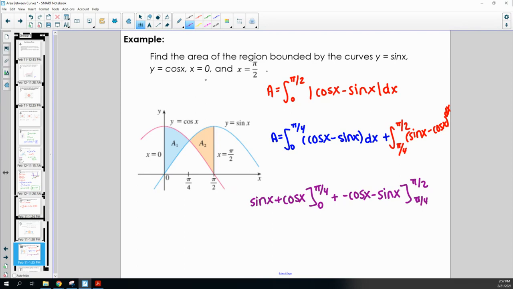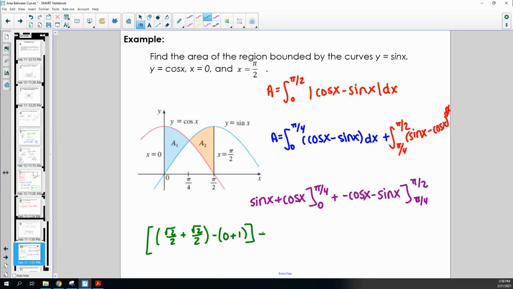So if we plug in, let's change colors. So sine of pi over 4, so that's root 2 over 2. Plus cosine of pi over 4, so that's root 2 over 2. Minus sine of 0, which is 0, plus the cosine of 0, which is 1.